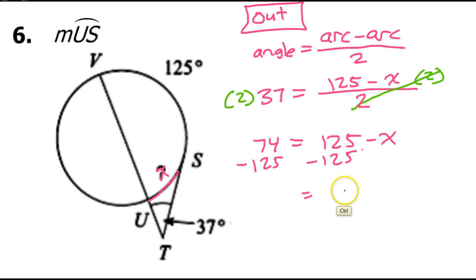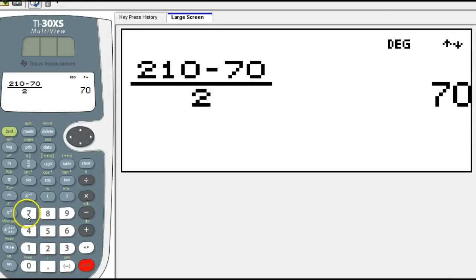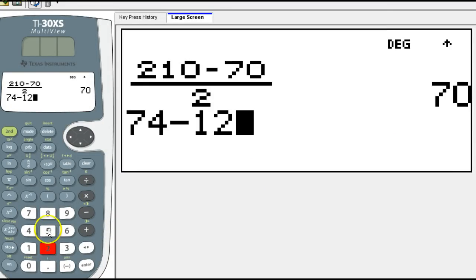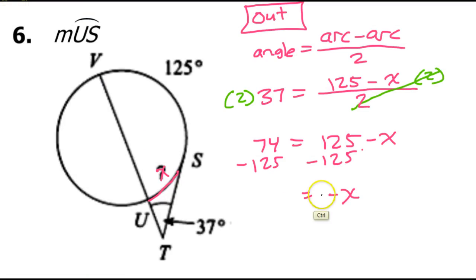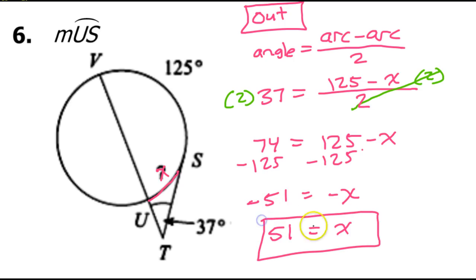Okay, so if we subtract 125 from both sides, that's going to give us negative... So 74 minus 125 is negative 51. So if negative 51 equals negative x, then that means 51 equals x. Technically, we're dividing both sides by negative 1. Anyway, that's going to be the answer to number 6.